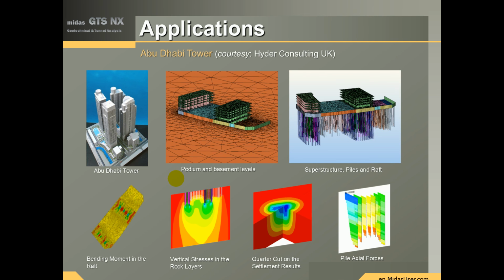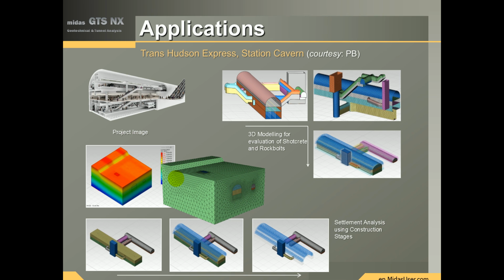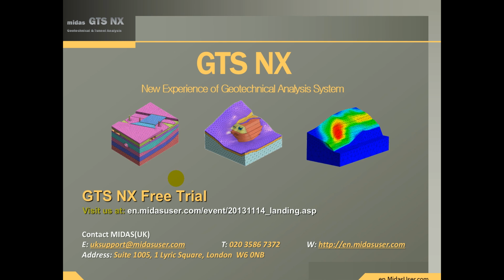Abu Dhabi Tower, with the superstructure underneath and the construction stage analysis being carried out on the podium, and the basement levels, and also the superstructure piles and rafts. As you can see, we've got all the bending moment diagrams, vertical strains, the rock layers, and the cuts and the settlements. The Trans-Hudson Express going under the Hudson River, and that was midas GTS NX.